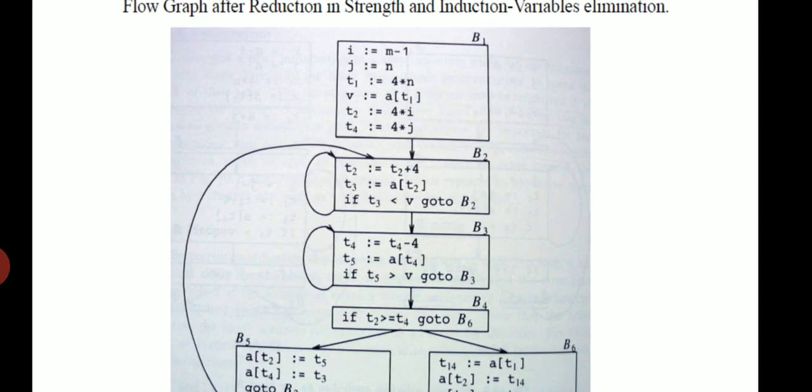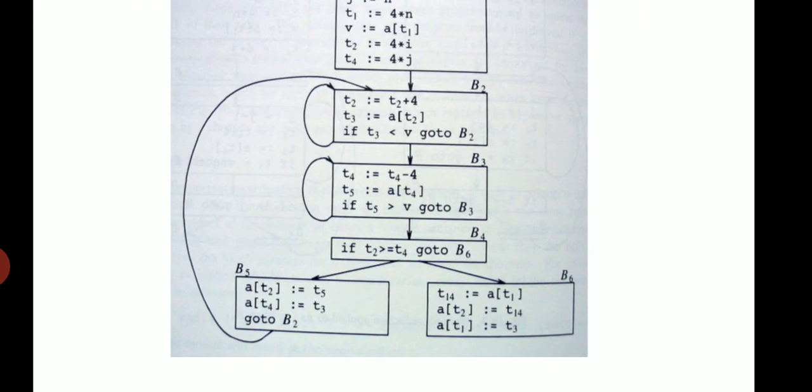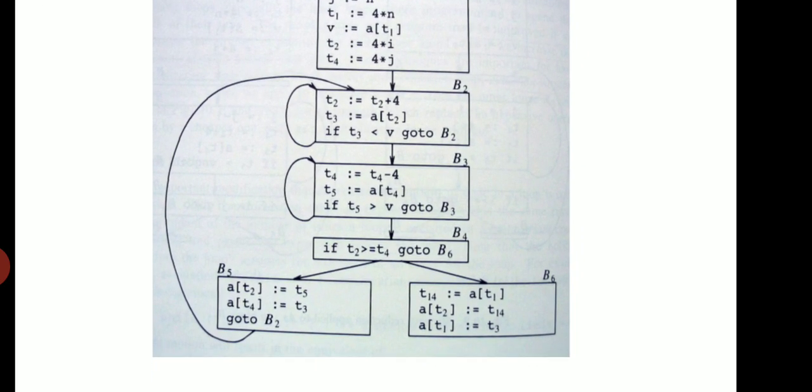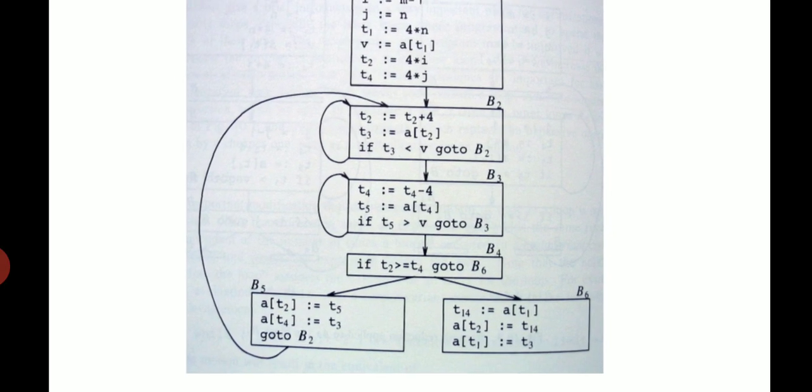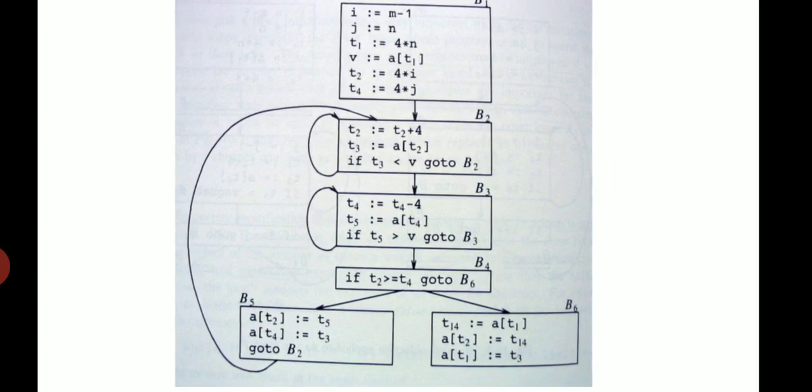So this is the flow graph after performing this transformation. Examine the previous blocks and the blocks you obtained after the transformation.